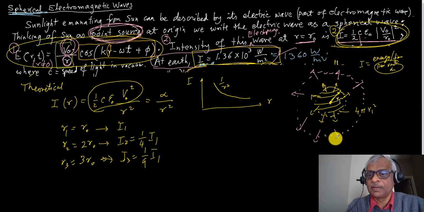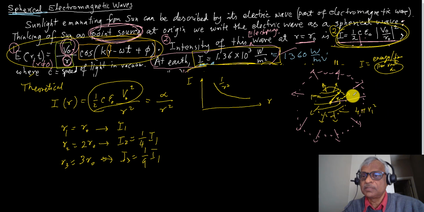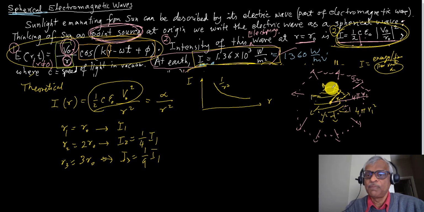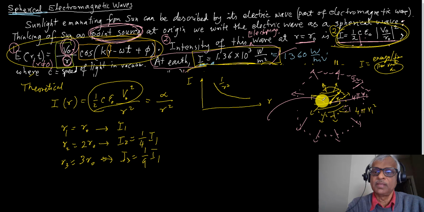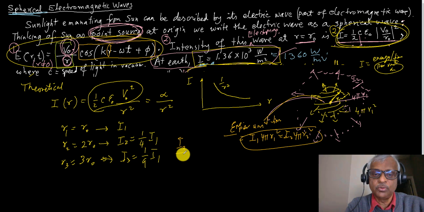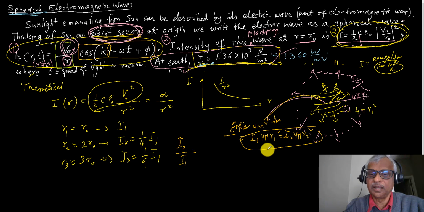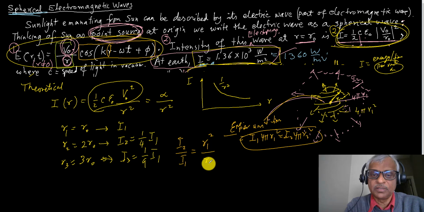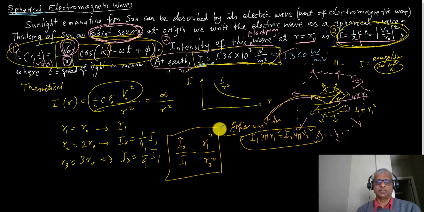So it tells you that this area is 4 pi r2 square. And so if the intensity here is I2, intensity here is I1, then the energy crossing per unit time is the same for both of them, and one is I1 4 pi r1 square, and the other is I2 4 pi r2 square. This tells you that I2 over I1 will be related quadratically. I2 over I1 will be r1 square over r2 square. This is a very important result, and this problem illustrates an application of this result.